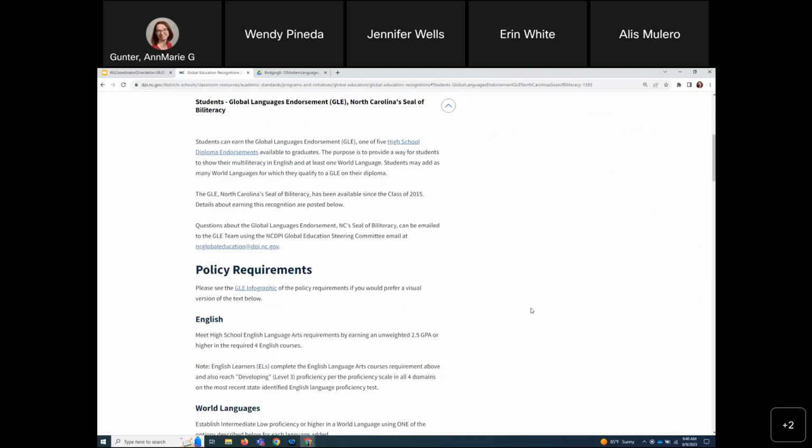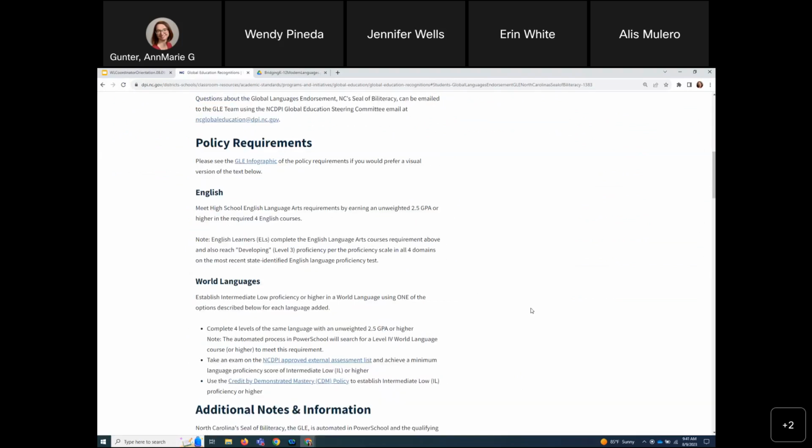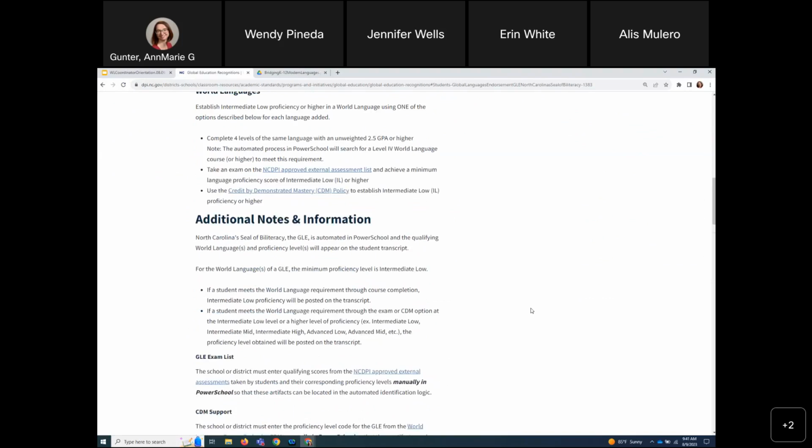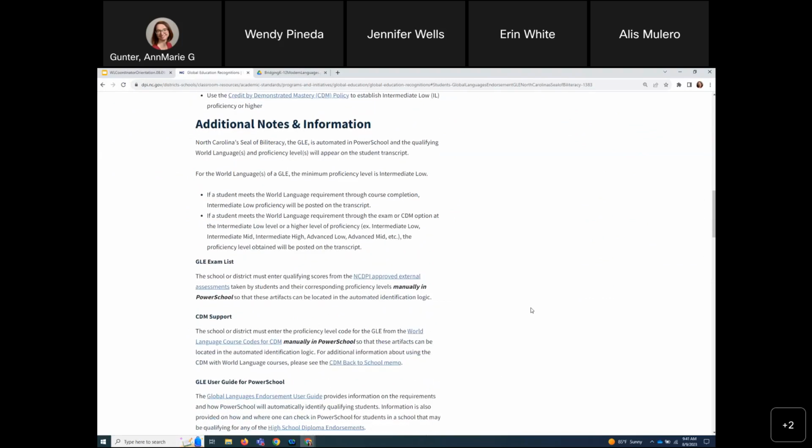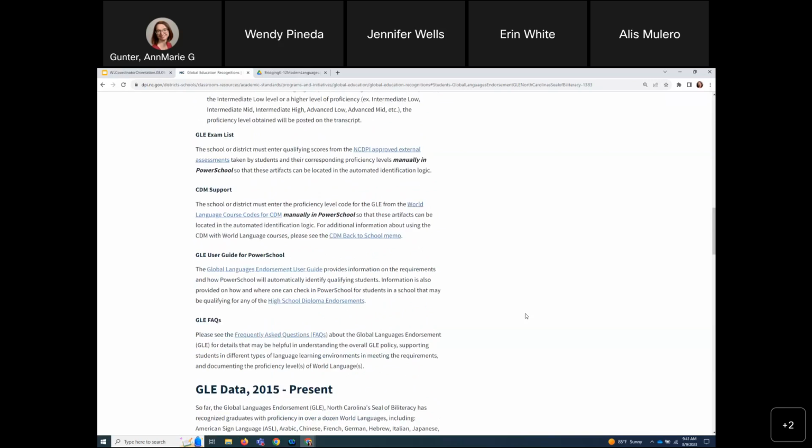So there's an overview of that. There's policy requirements for both English and world languages described there, including the options for the world languages requirement. There's additional notes and information about things like the exam list if students are going to use an external exam to complete the world languages requirement. There's information about CDM support because students can use the CDM process either to fulfill the world languages requirement or possibly the English requirement, or to be on track to do that and to move towards, let's say, a level 4 course or higher.